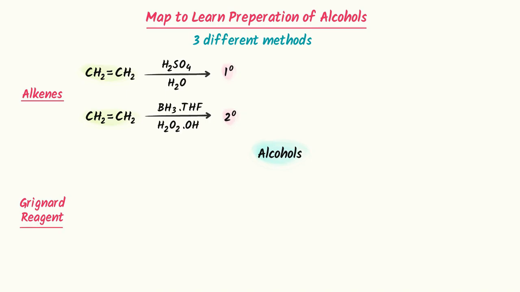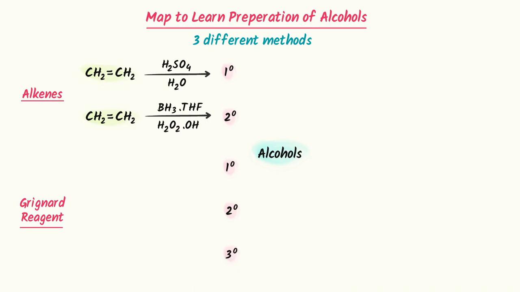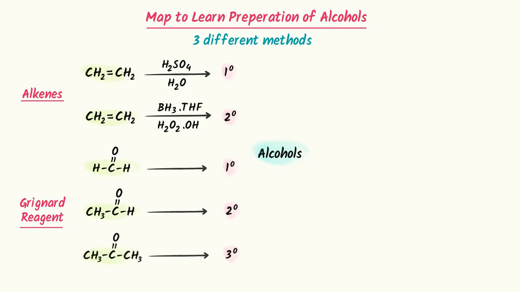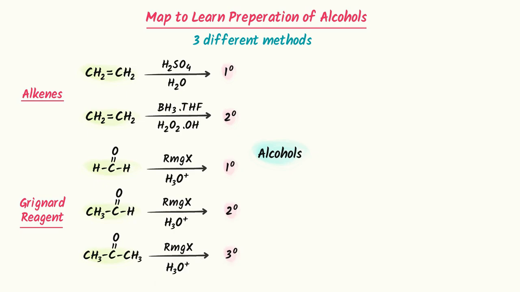Using this method, we prepare 1-degree, 2-degree, and 3-degree alcohols. We prepare 1-degree alcohol from formaldehyde, we prepare 2-degree alcohols from any aldehyde, and we prepare 3-degree alcohols from ketone. Remember that in these 3 reactions, we use RMgX and hydronium ion.